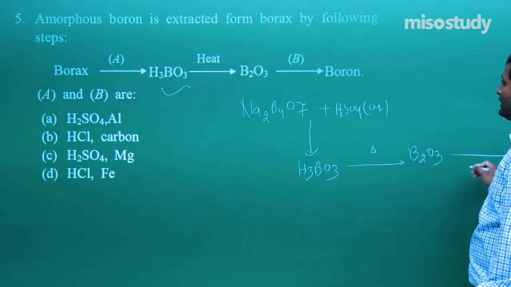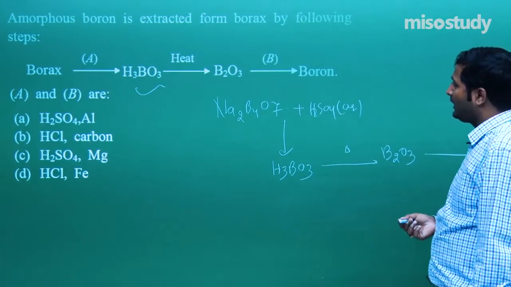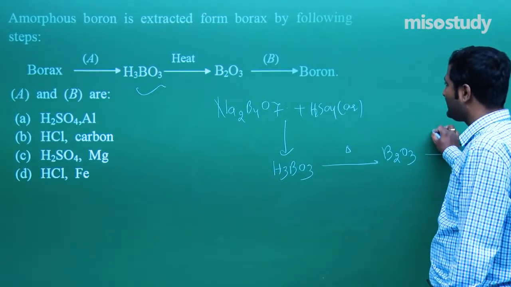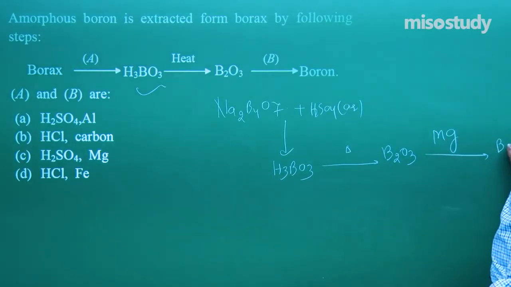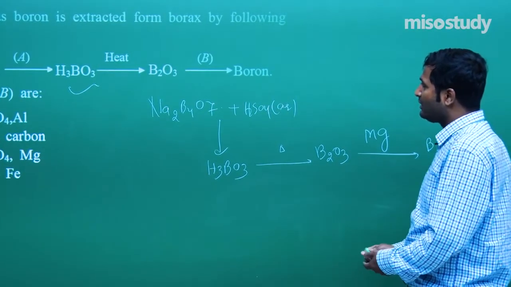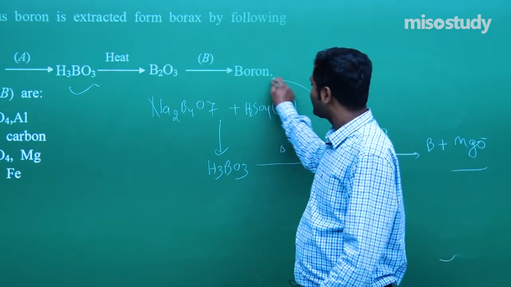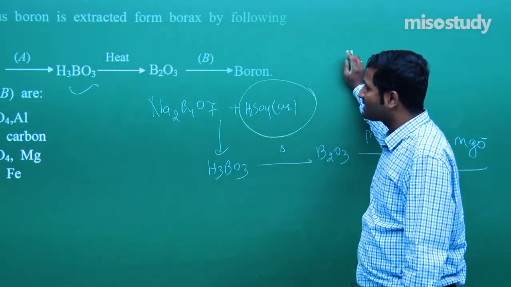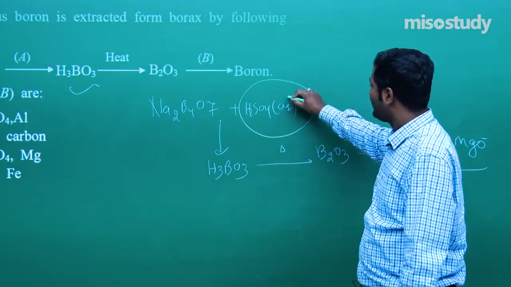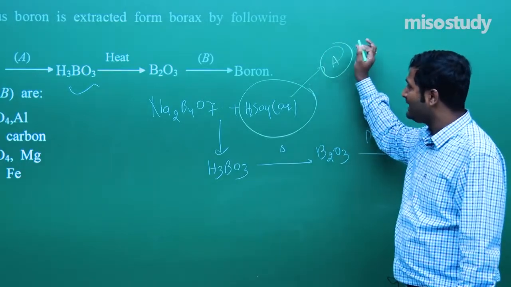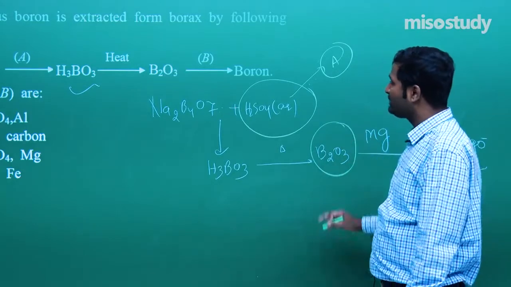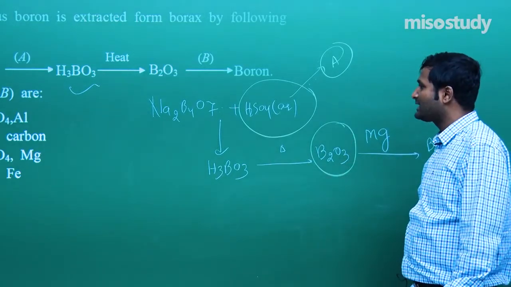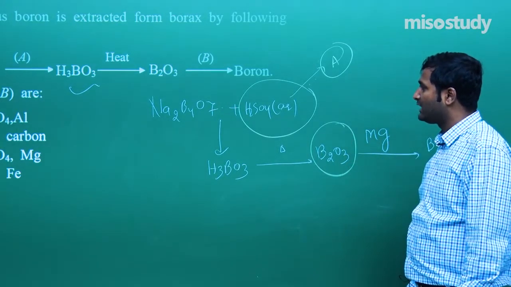When B2O3 is treated with a stronger reducing agent than boron, that is Mg, it gives B plus MgO. Yes sir, this is the complete reaction. So what is given here? Borax, that is aqueous borax, when treated with A, this one is A, friend. A is aqueous H2SO4. When treated, it gives B2O3 as the main product.